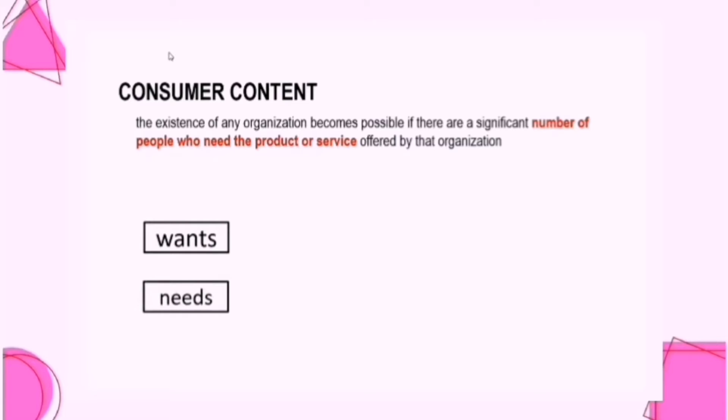Basically, human needs are the things that a person needs to be able to live. For example, if the person is thirsty, he or she needs water. But wants are the things that people need, but with desire. For example, if the person is thirsty, instead of drinking water, he or she chooses to drink soft drinks, which he or she wants to drink.